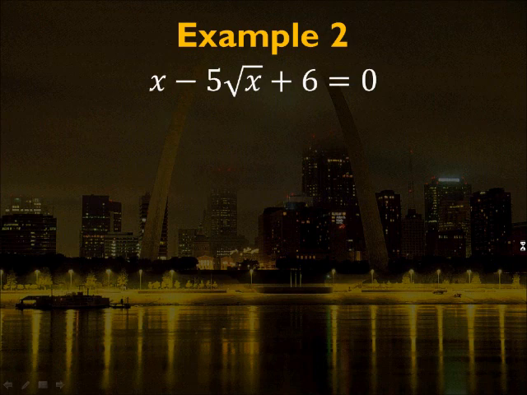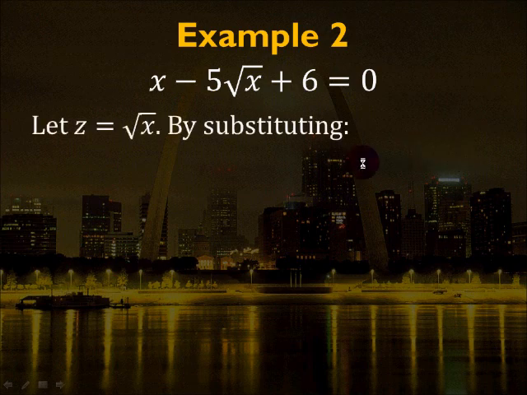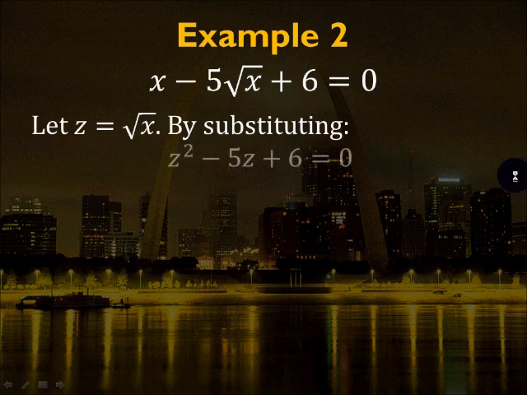Example 2, x minus 5 radical x plus 6 equals 0. So again, what you want to do is substitute. And I would again look at the middle term. Once you have the equation in order, and obviously in some of the examples you're going to have to rearrange the equation, you see that the middle term, the b term, would be radical x. So that tells you what you want to substitute for. So let's let z equals radical x. So now you substitute. X is merely radical x squared. So that's z squared minus 5z plus 6 equals 0.